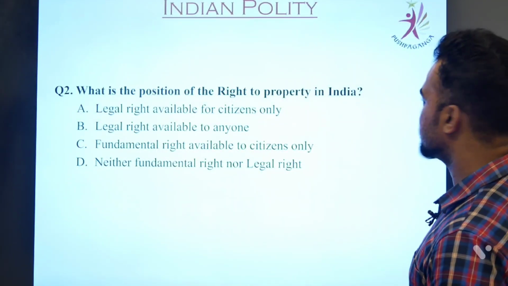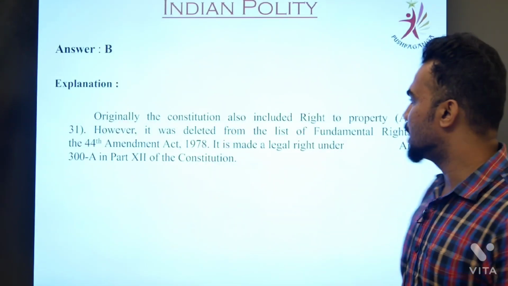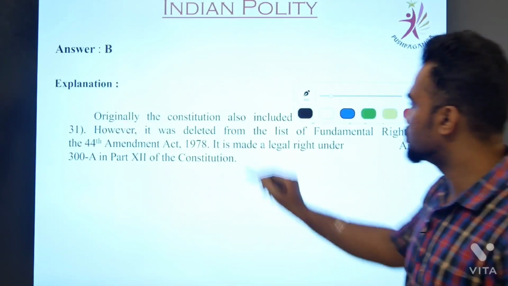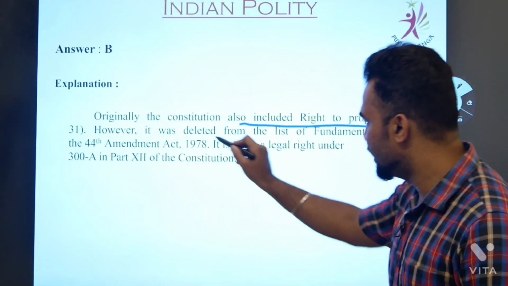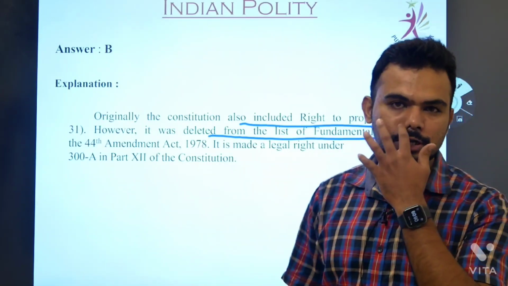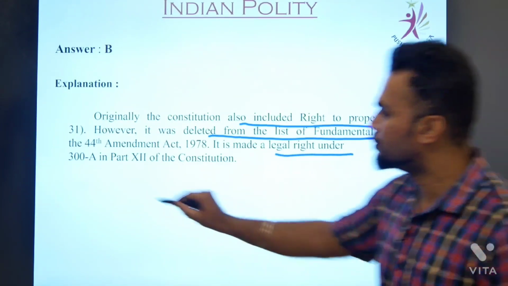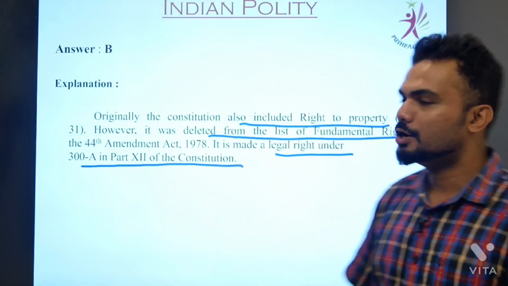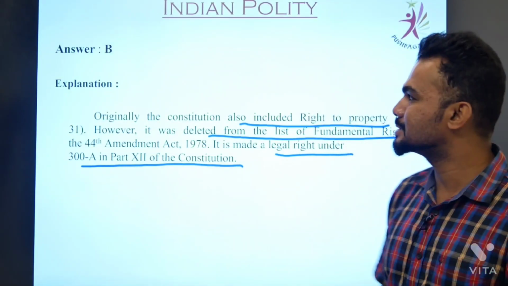Explanations for this. Originally the Constitution, as I said earlier, also included the right to property, Article 31. However, it was deleted from the list of fundamental rights by the 44th Constitutional Amendment Act. It was made a legal right under Article 300A in Part 12 of the Constitution. So based on this, the correct answer for this is answer B.